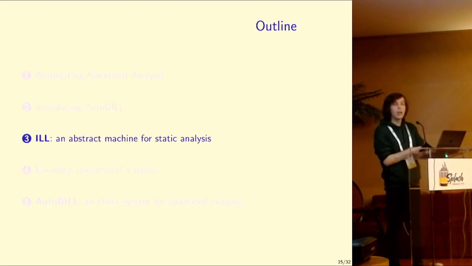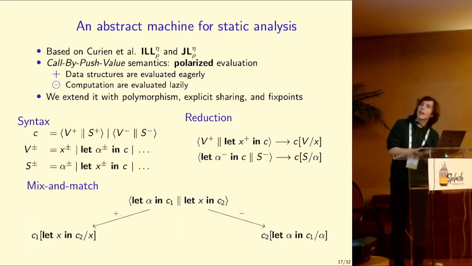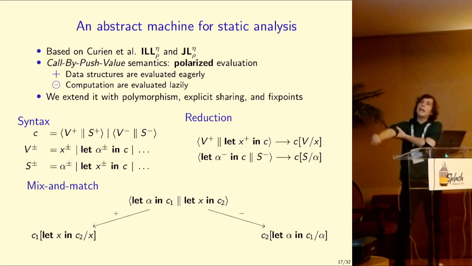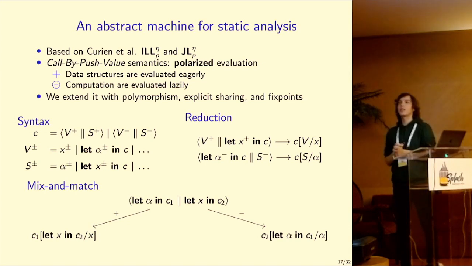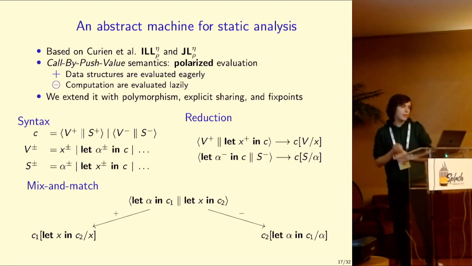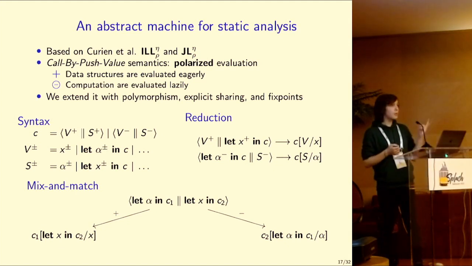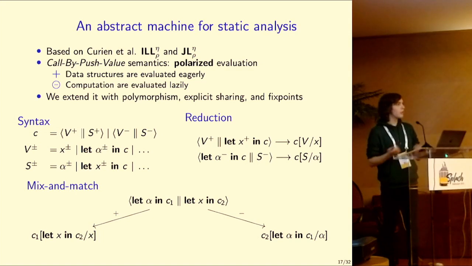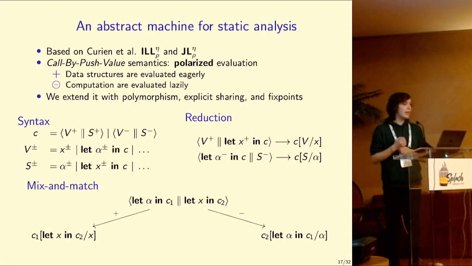So what is this abstract machine, and how do we capture computational contexts? The machine is based on work by Curien et al. to study the computational interpretation of intuitionistic linear logic, and it's a machine with call-by-push-value semantics, which means it has a thing called polarized evaluation. So what that means is there are two sorts of base types. There are data types, like data structures, which are evaluated eagerly, and there are computations, like functions, which are evaluated lazily.